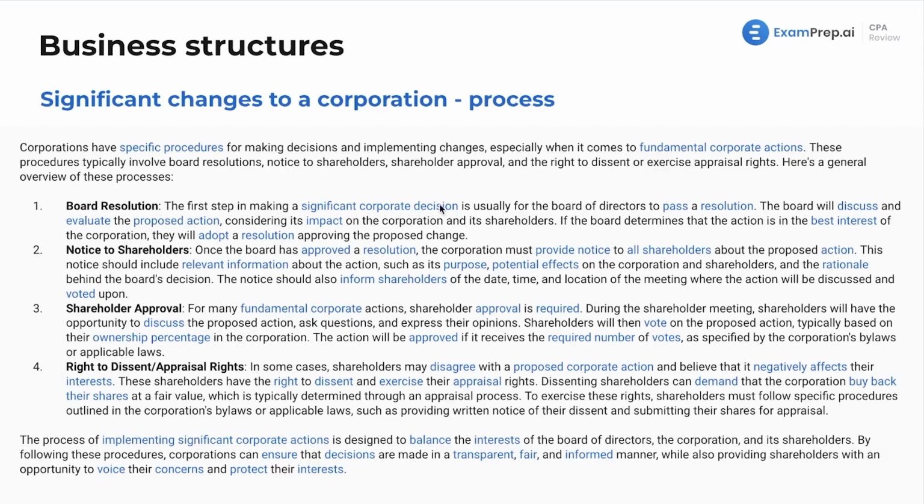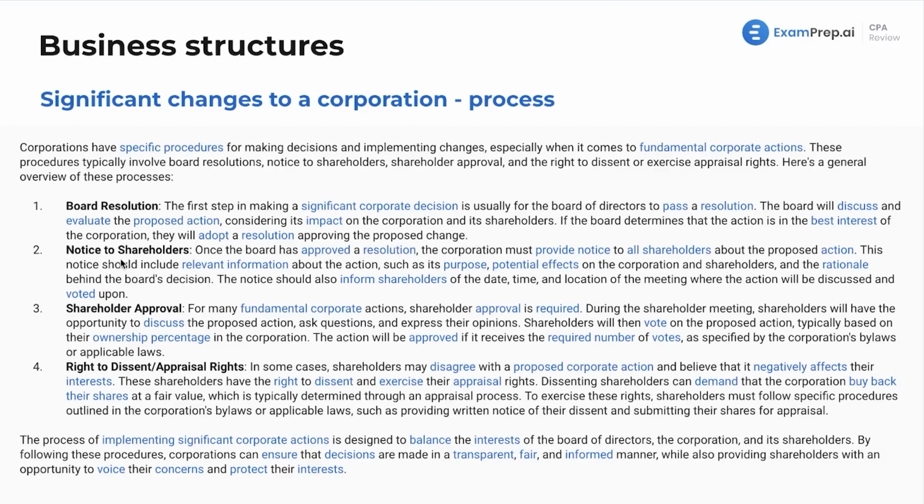The first step here is usually for the board of directors to pass a resolution, kind of just like a governmental entity saying, here is a bill. Let's see if it passes, through Congress, through all that. This is the general idea of what they want to get done. The board's going to discuss and evaluate the proposed action, considering its impact on the corporation and its shareholders. If the board determines that the action is in the best interest of the corporation, they're going to go ahead and adopt a resolution that approves the proposed change.